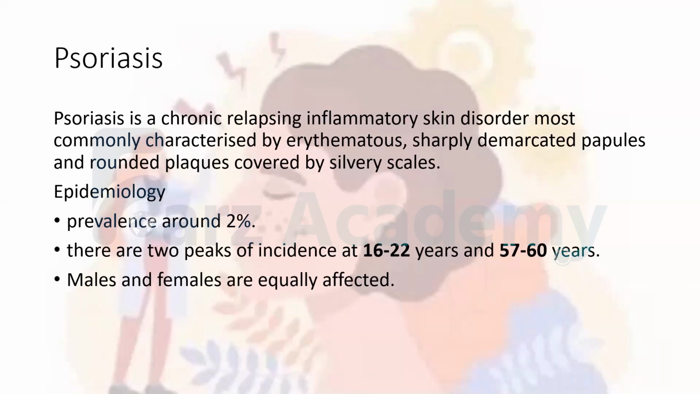Okay. Usually the prevalence is around 2% throughout the world, and there are 2 peaks of incidence. One is between 16 to 22 years and the other is 57 to 60 years. Okay, males and females are equally affected.